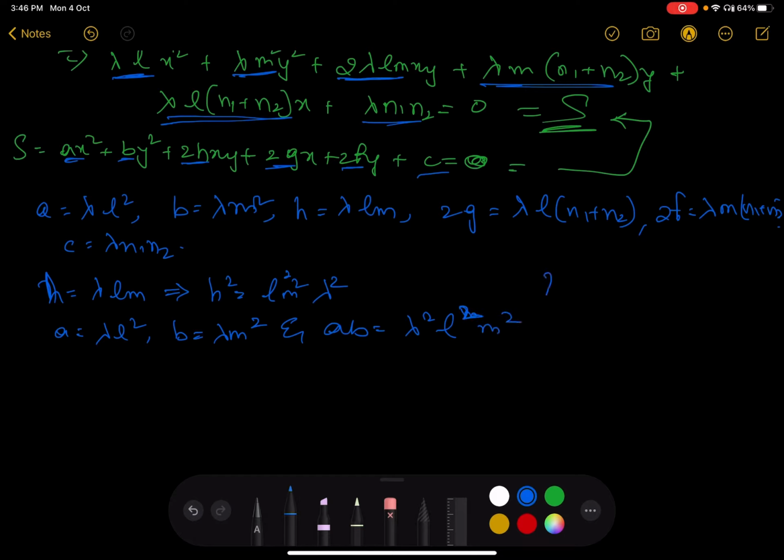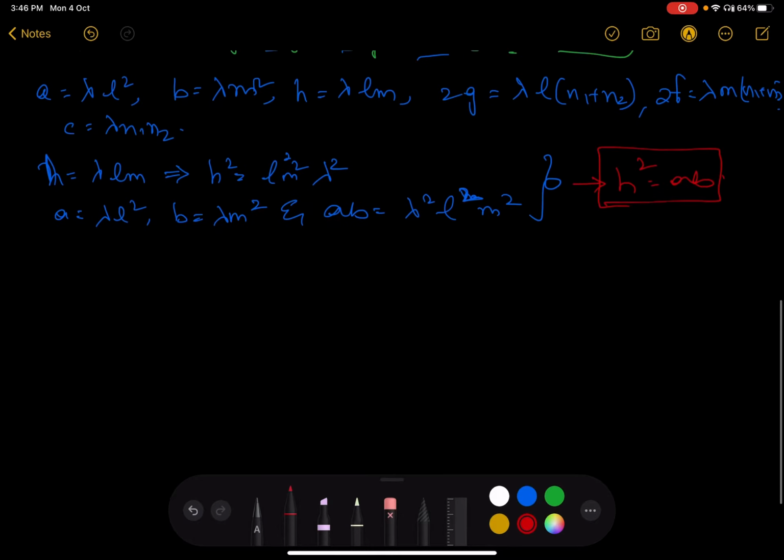That implies from these two equations, we can clearly tell that h square is equal to AB. So hence proved that if a given curve represents a pair of parallel lines, then h square should be equal to AB of the curve. Now let us prove our second condition, which is AF square is equal to BG square.